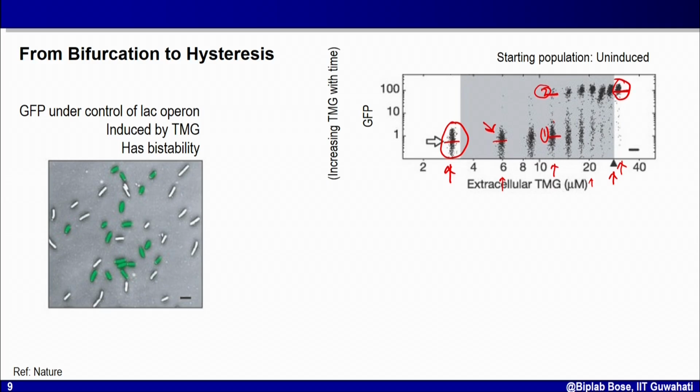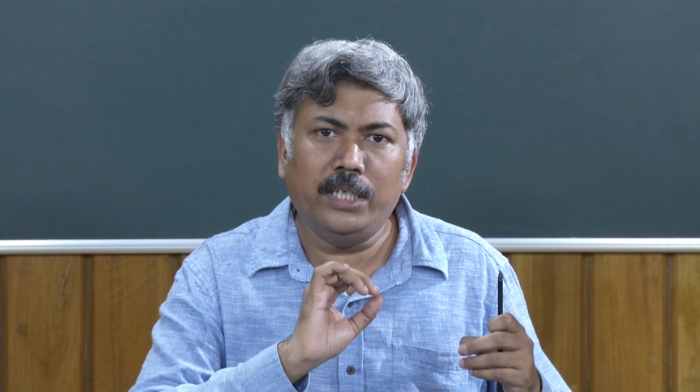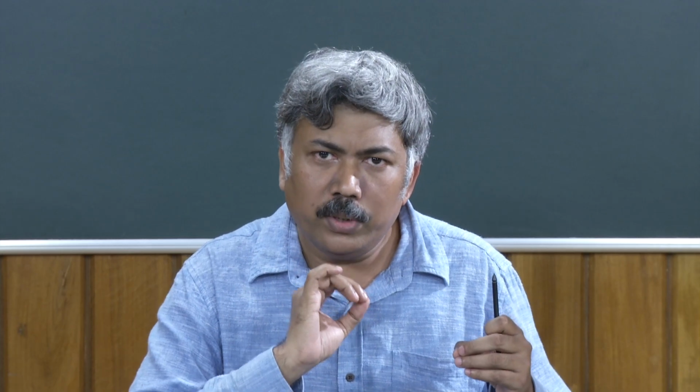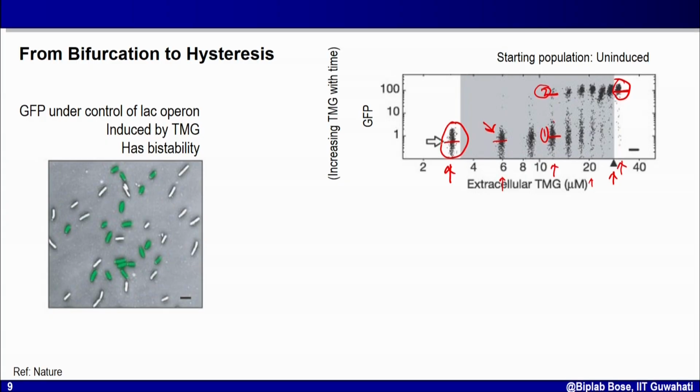So what is happening? They took uninduced cells and started adding TMG to reach a particular TMG concentration, allowed these cells to reach a steady state, and measured the intensity of fluorescence of GFP in each of these cells and plotted the data. And you can see initially the system remains at this lower steady state, and then bistability arises and the majority of the cells are in the lower one, then slowly they move to the higher one.